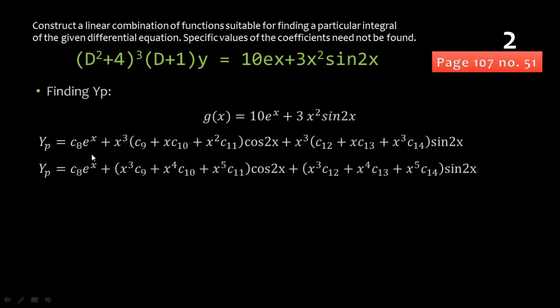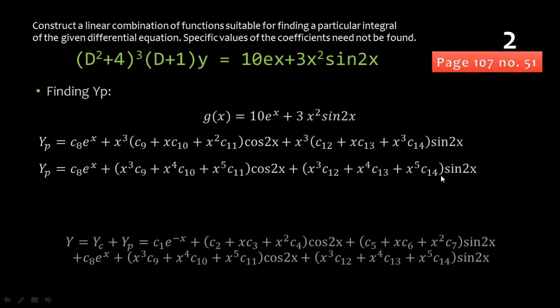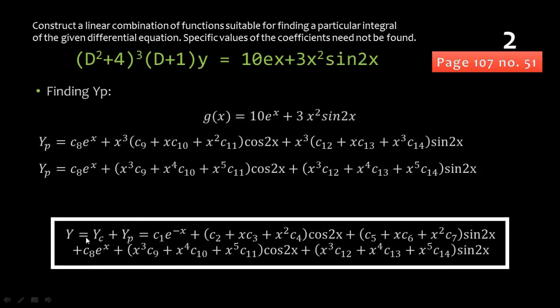Simplifying it, we have here yp equal to c₈e^x plus the quantity x³c₉ + x⁴c₁₀ + x⁵c₁₁, times cosine 2x, plus the quantity x³c₁₂ + x⁴c₁₃ + x⁵c₁₄, multiplied by sine of 2x. Now we have here our final answer.